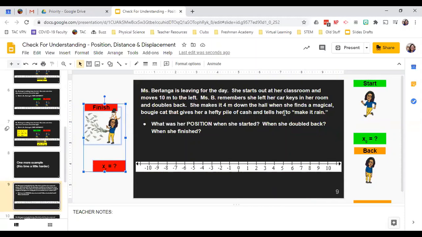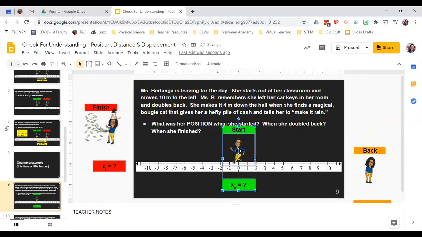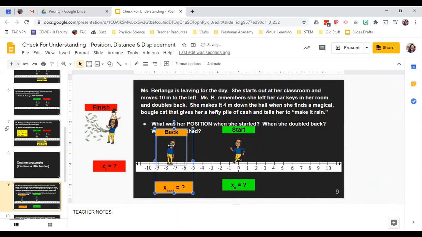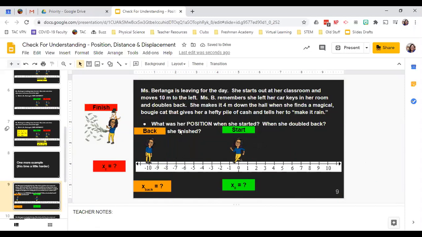Okay, so again, remember that it's easier to place the start at 0 meters. Always easier to do that. And so if I traveled 10 meters to the left, I traveled in the negative direction. So I'm going to put the double back emoji over here by the 10. Okay, you can see my face. Ugh, really? Seriously? I got to double back.